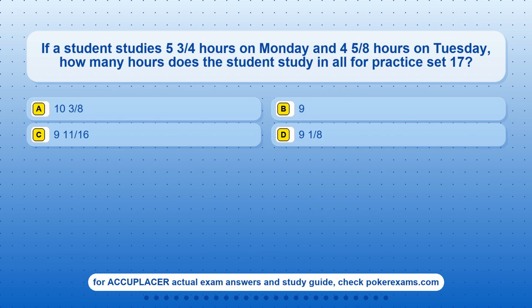Question 13. If a student studies 5 3/4 hours on Monday and 4 5/8 hours on Tuesday, how many hours does the student study in all for practice set 17? Option A 10 3/8, option B 9, option C 9 11/16, option D 9 1/8.